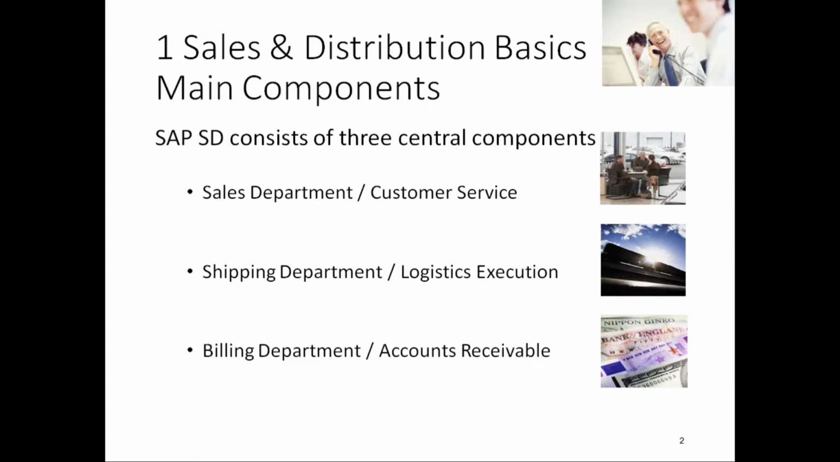Which means, this is from the business point of view. You have to understand that there are three different businesses or departments that would be involved in sales and distribution. One is called the sales department, another is called the shipping department, and another is called the billing department. Your SD module mainly consists of these three central components.